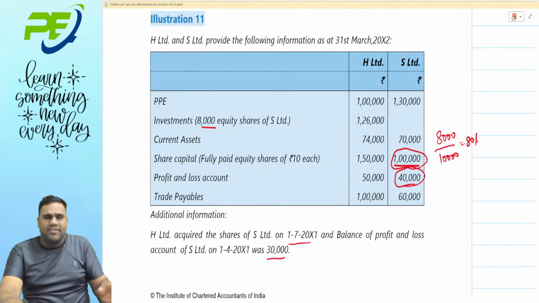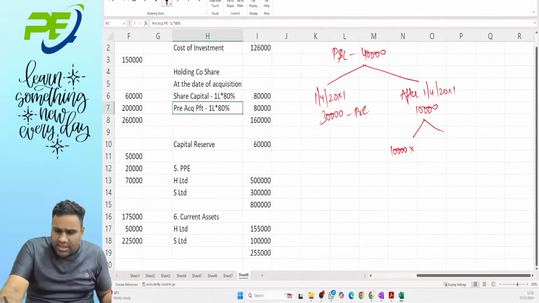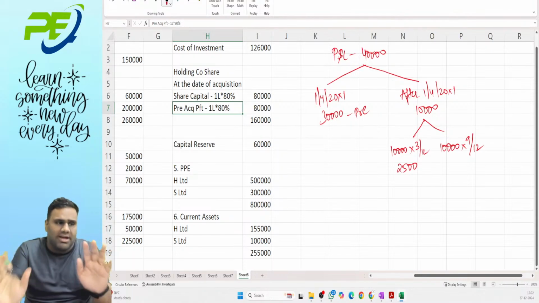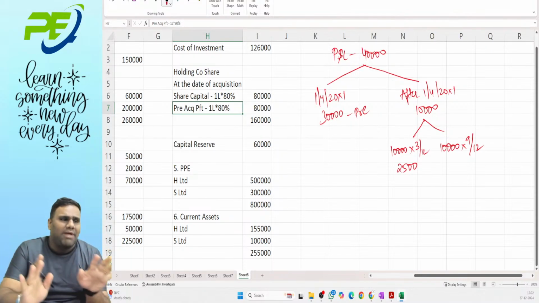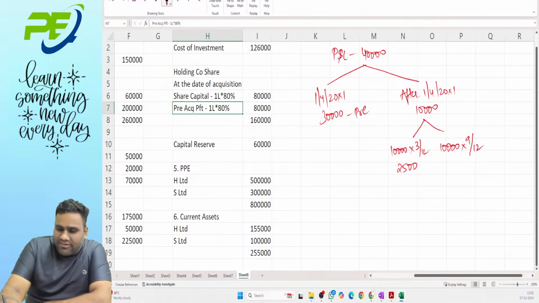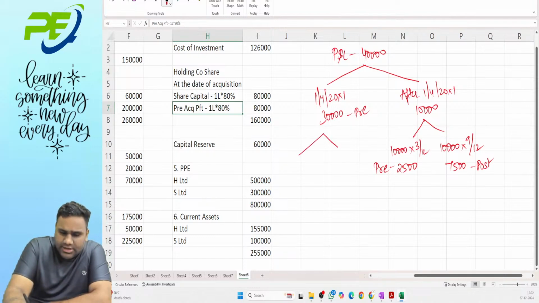So I thought it was 31st July. April, May, June, only 3 months. So 10,000 into 3 by 12, 2,500. And 10,000 into, in a year there are 12 months, so 12 minus 3 is 9 months, so 7,500. This is post. Now pre-acquisition total, I will do for H Limited and minority.